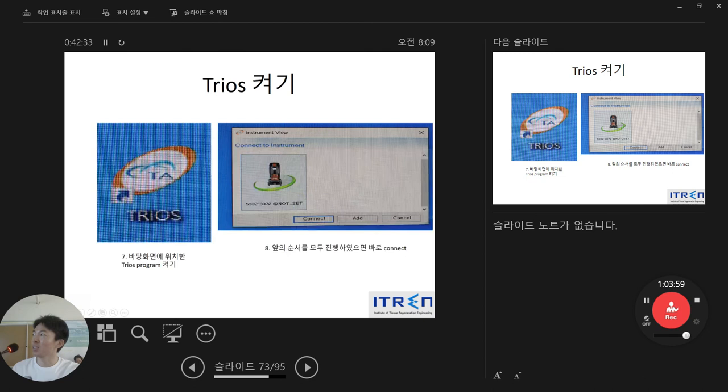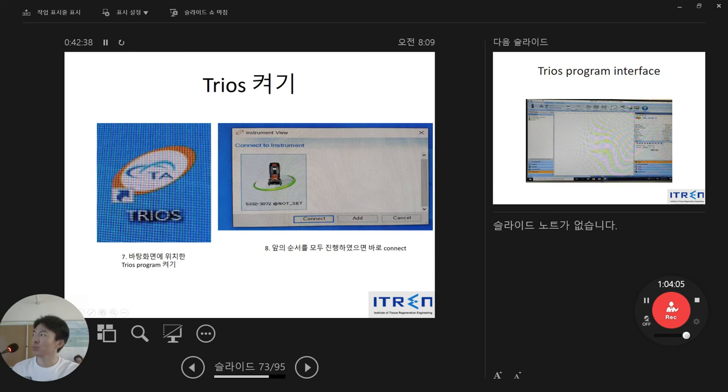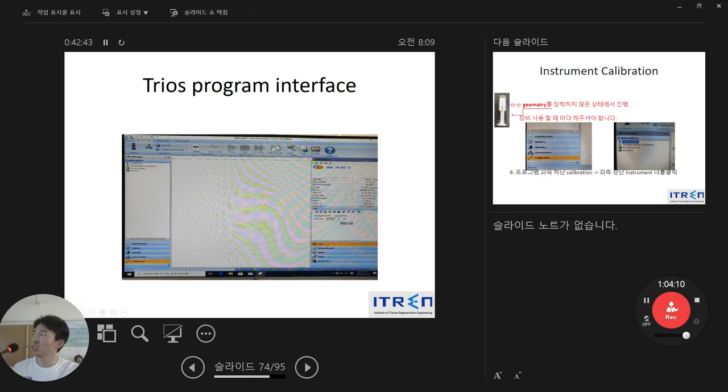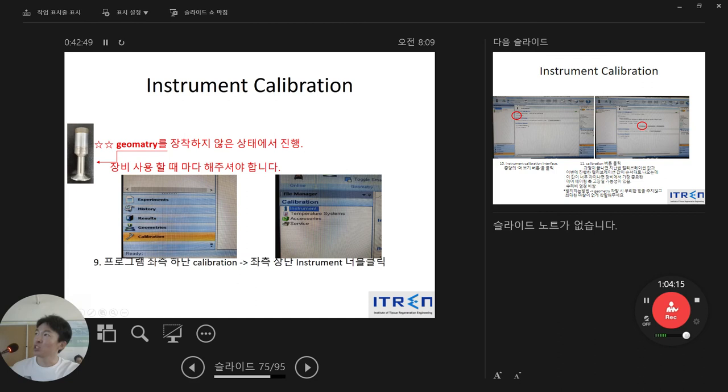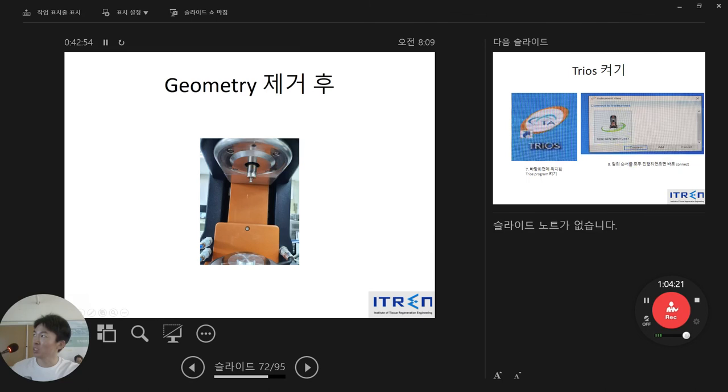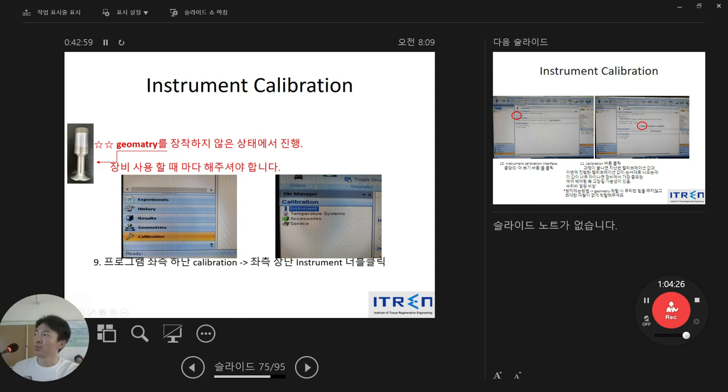And now it's time to turn on this program, TRIOS. Connect. Connect means connect to the machine. You can see this kind of page. First thing is, before this geometry is installed and connected here, you do calibration. Click calibration, and then instrument. They open the instrument. Every time you turn on this machine, you have to do calibration.